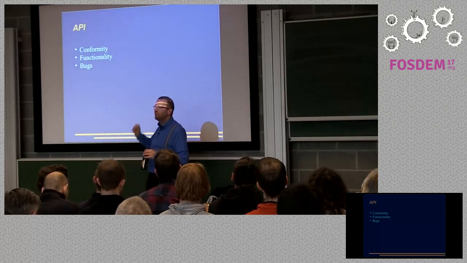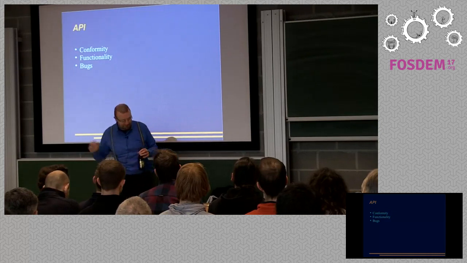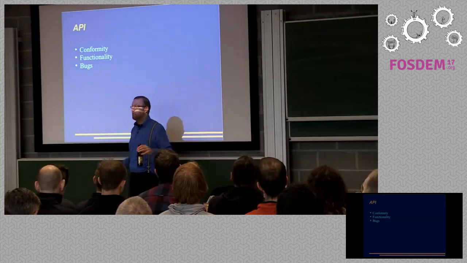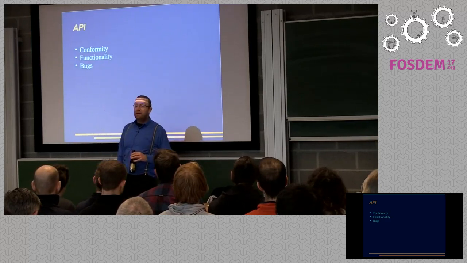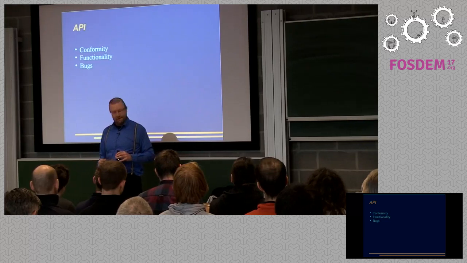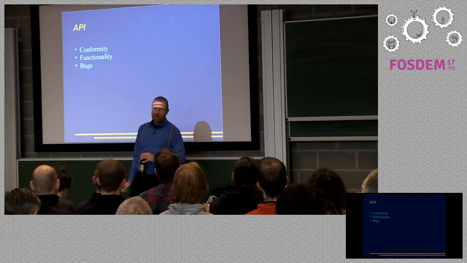So, API. What do you need to do to get around the API problems? Well, the first is conformity. Because let's face it, we have a standard. WebRTC is a standard. And obviously, everyone follows the standard, right? No. Yeah, no. So, there's problems there.